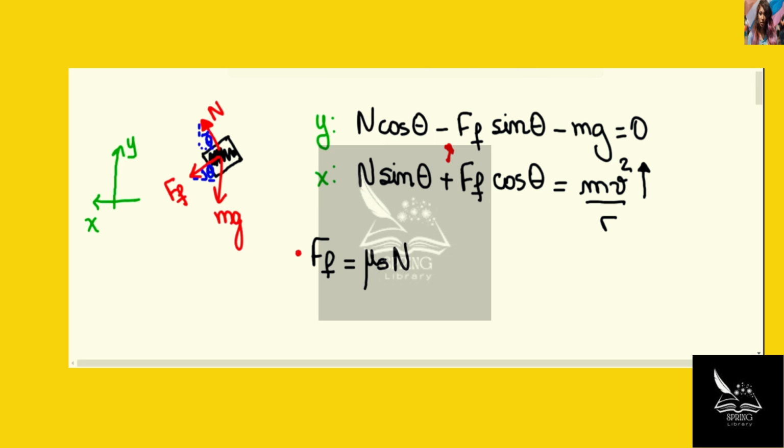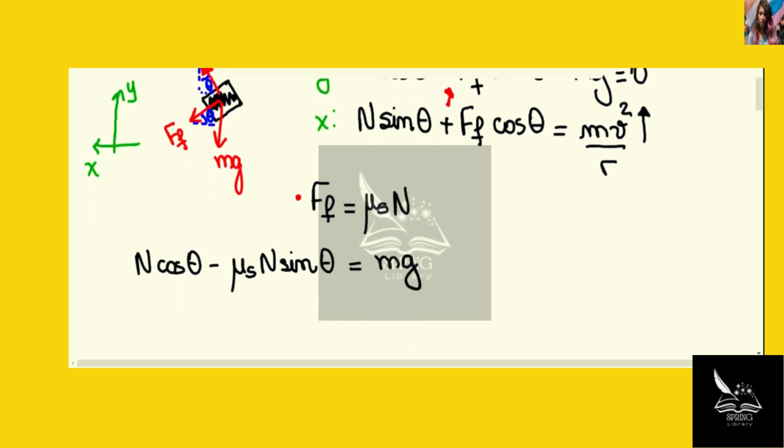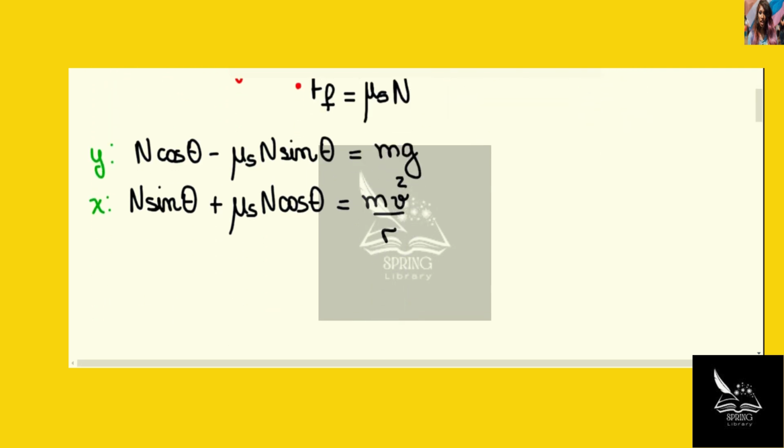So I'm going to substitute this into the y component. So we have n cosine of theta minus mu s n sine of theta is equal to mg. Okay, this is the equation for the y-coordinate in this extreme situation. And the equation for the x-coordinate is n times sine of theta plus mu s n cosine of theta, and this is mv squared over r. Okay.